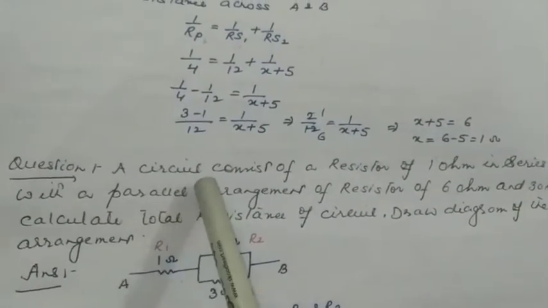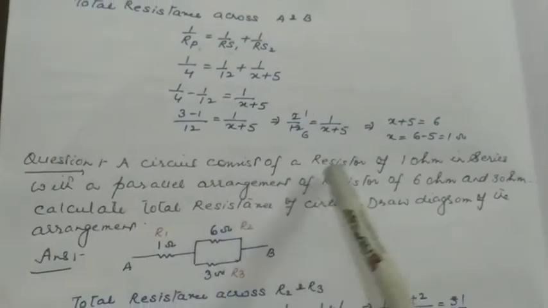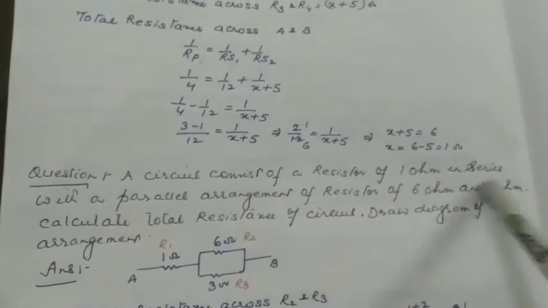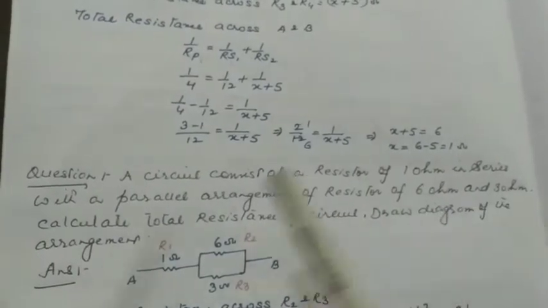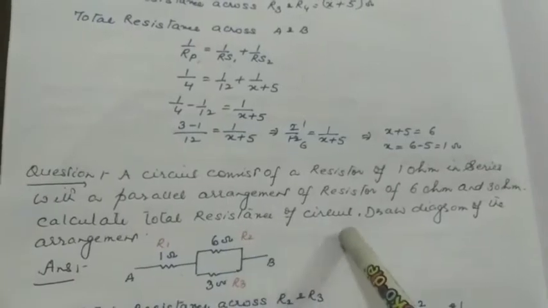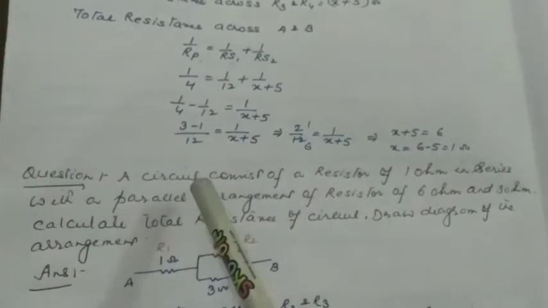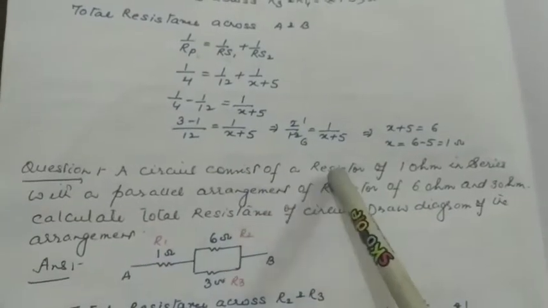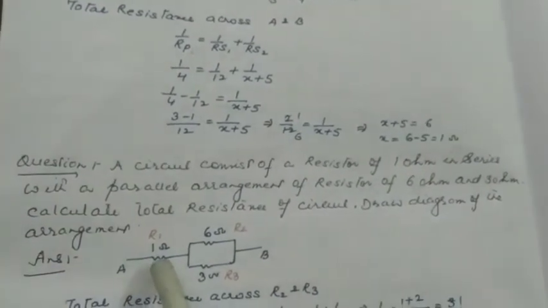In this you have to draw the diagram by reading the statement. The statement is: a circuit consists of a resistor of 1 ohm in series with a parallel arrangement of resistances of 6 ohm and 3 ohm. Calculate the total resistance of the circuit. So here you have to draw the diagram. Very simple, read the statement. The circuit consists of a resistance of 1 ohm in series. So first we will connect 1 ohm in series.